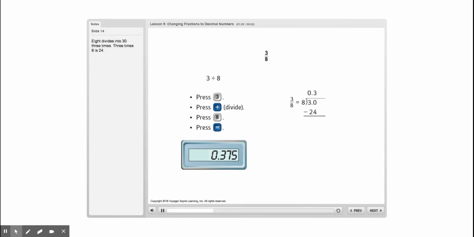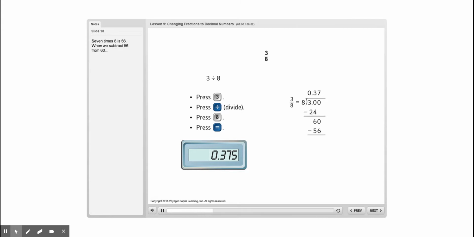8 divides into 30 3 times. 3 times 8 is 24. When we subtract 24 from 30, we have 6 left over. We add another 0 after the 3 and bring it down next to the 6. 8 divides into 60 7 times.